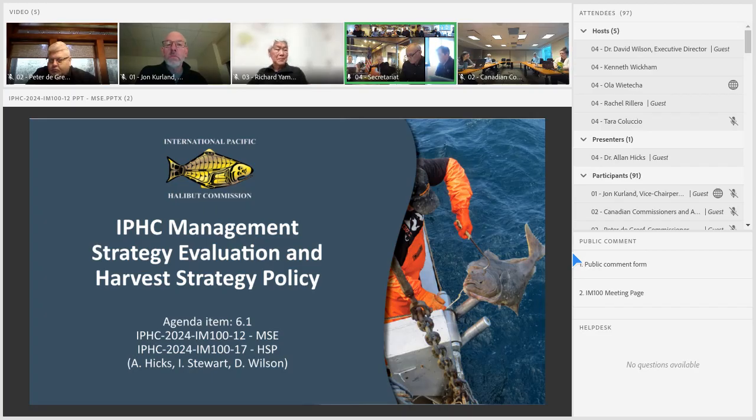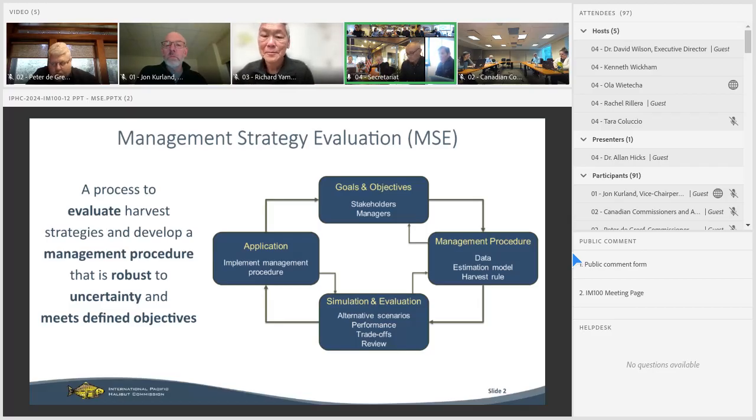So bear with me. I want to start, as I always do, with a brief definition of management strategy evaluation. I know we get very focused on the stock assessment for good reason, and that's a really important result of this, but management strategy evaluation is slightly different from the stock assessment. It is a process to evaluate harvest strategies and develop a management procedure that's robust to uncertainty and meets defined objectives. So really one of the main differences of management strategy evaluation is a long-term look at the consequences of management, whereas the stock assessment is that more tactical short-term view of how things are going with the stock.